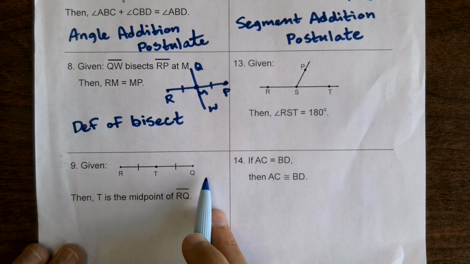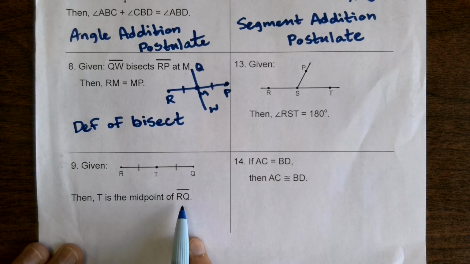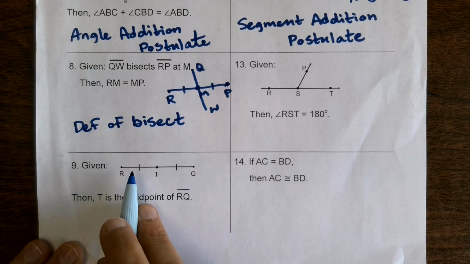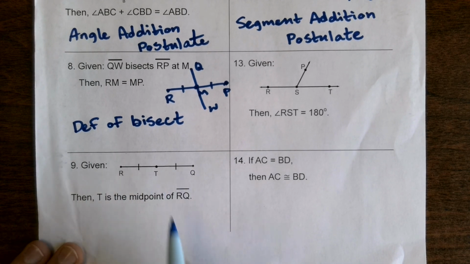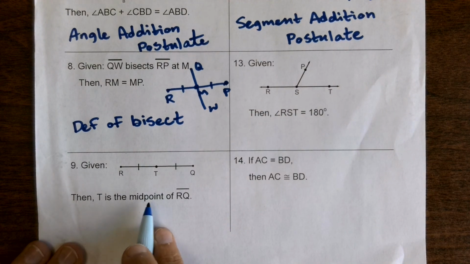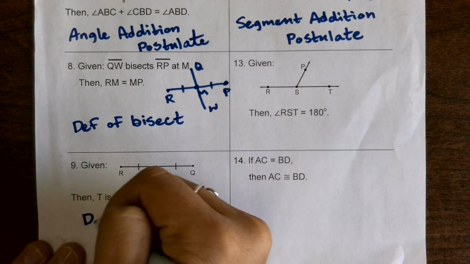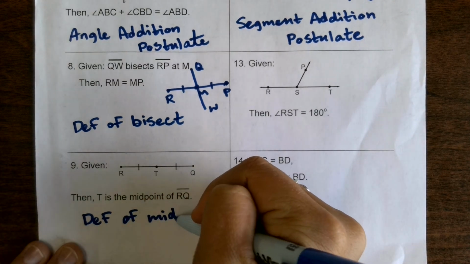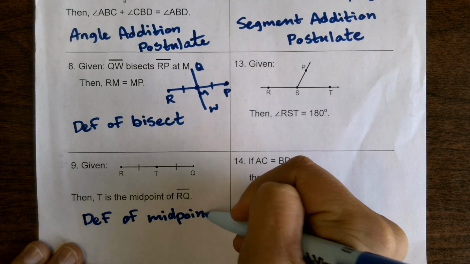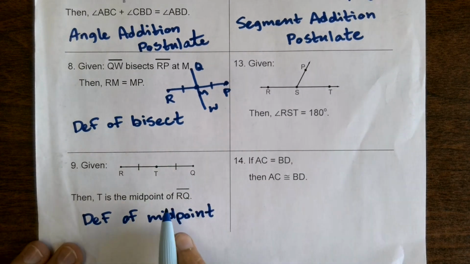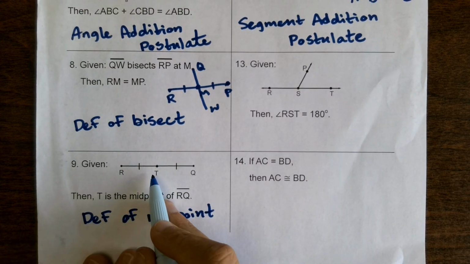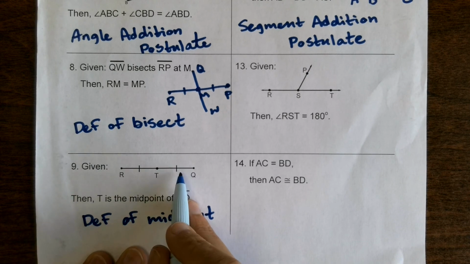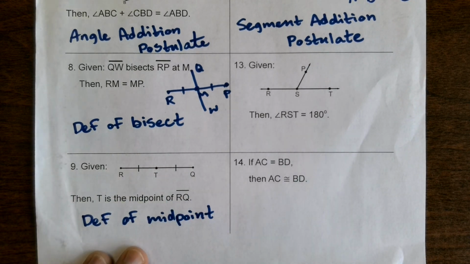So if you said midpoint, you're very close, but we just want to use the word that they used. For number 9, based on the picture, T is the midpoint of RQ. For this one, it's a little swapped. So we're looking at this picture, seeing that those pieces are congruent, and that's how we know it's the midpoint. Even though this is our conclusion, we use the definition of midpoint to get there. The reason that we knew T was a midpoint was because the definition of midpoint tells us if these two pieces are congruent, T has to be in the middle.